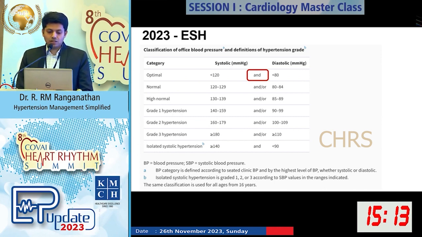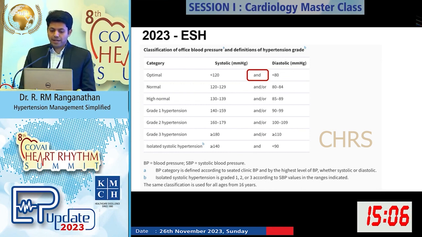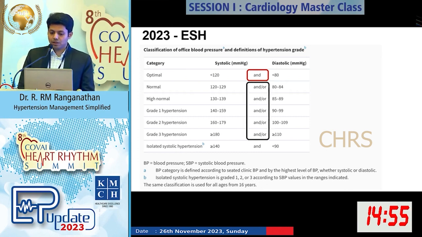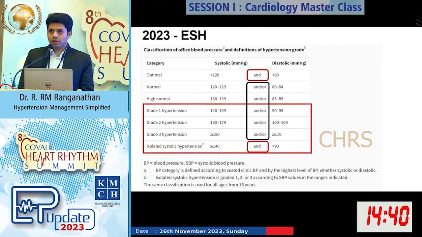Likewise, suppose a patient has systolic of 130 and diastolic of 100, then he comes under grade 2 hypertension. Even though systolic is in the high normal range, we have diastolic blood pressure as 100, which comes under grade 2. So categorization is based on the highest level of blood pressure. That's why I put and/or for systolic and diastolic blood pressures. And a patient is said to have isolated systolic hypertension when the systolic blood pressure is more than or equal to 140 and diastolic less than 90 millimeters of mercury. So hypertensive range is systolic more than or equal to 140 and/or diastolic more than or equal to 90 millimeters of mercury.